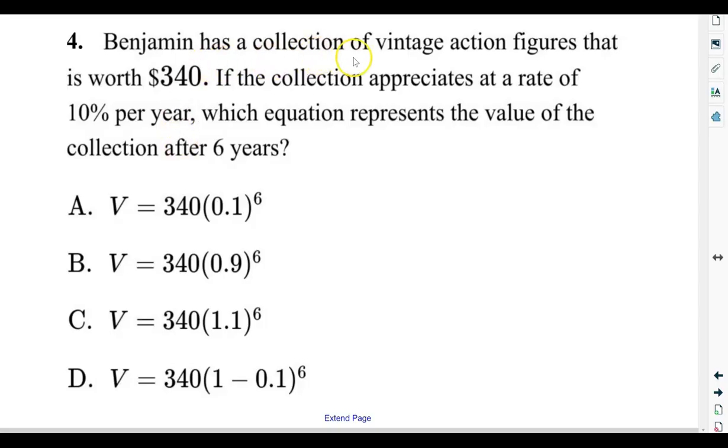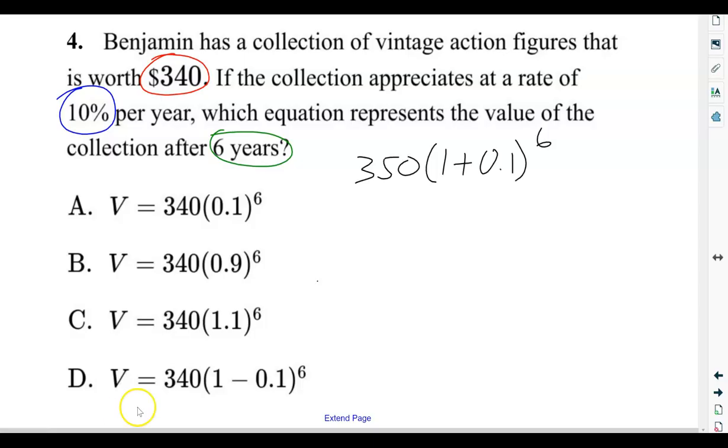Benjamin has a collection of vintage action figures that is worth $340. If the collection appreciates at a rate of 10% per year, which equation represents the value of the collection after 6 years? So here's our start. Here's our common ratio that we're going to convert. And 6 years is going to be our input. Did I say 340 is the input? Sorry, 340 is the start. 340 is the start, common ratio, and 6 years for the input.